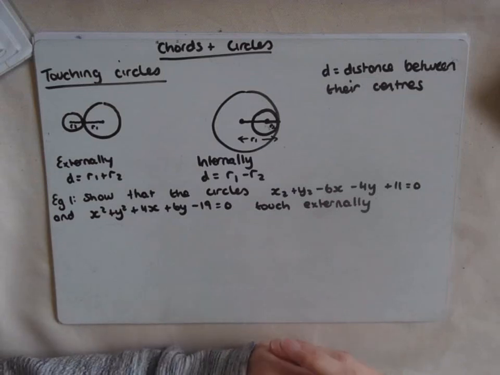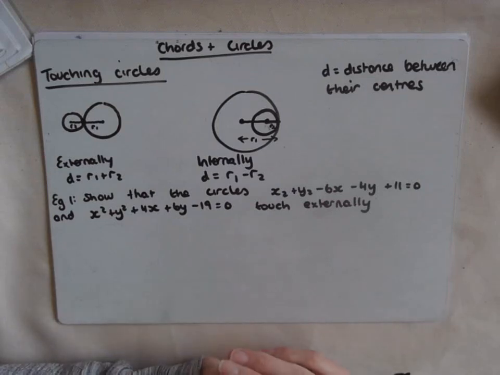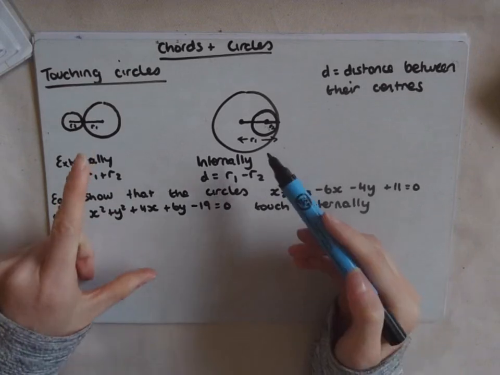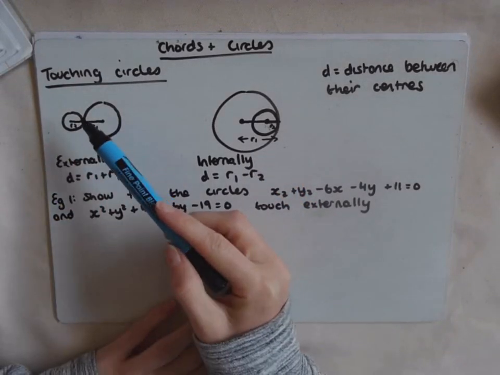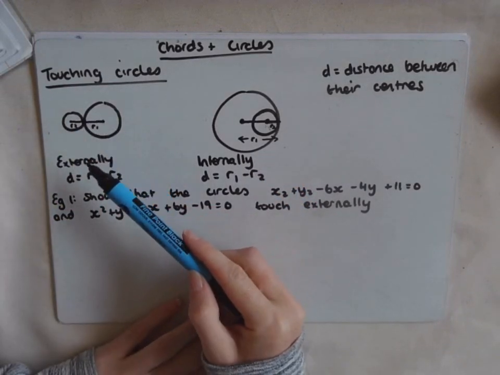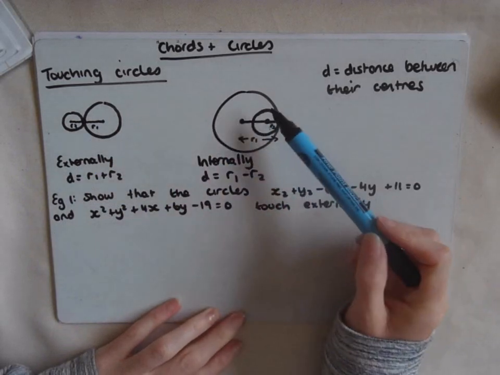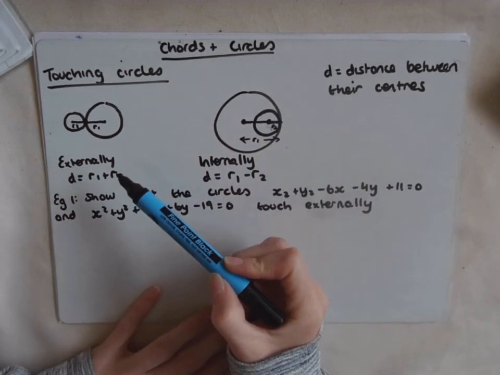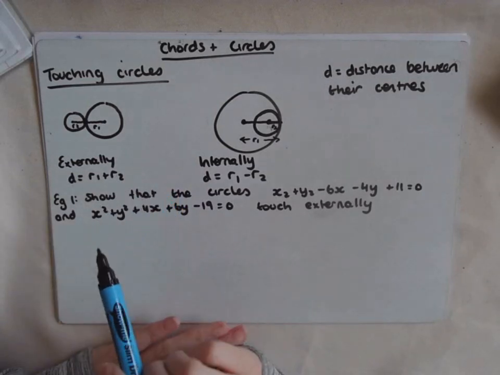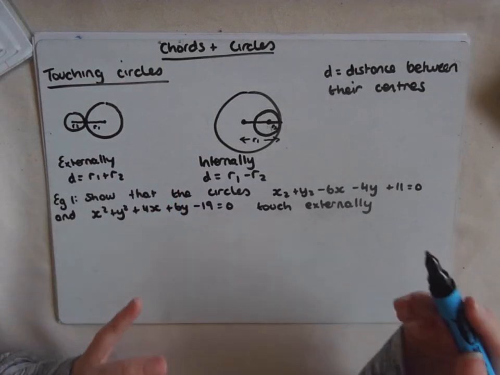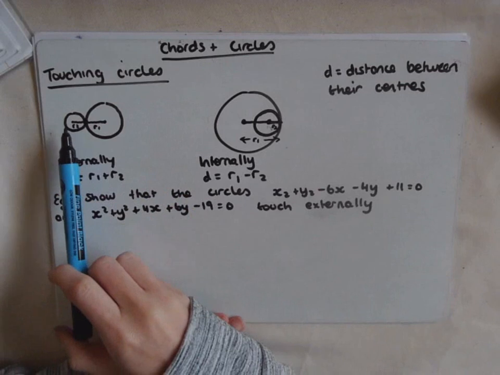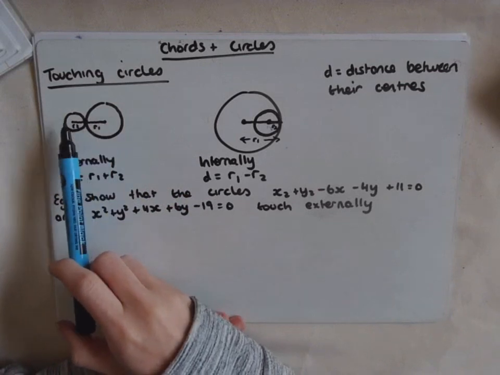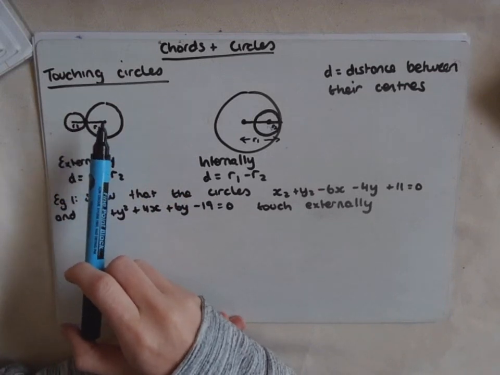Okay, so now we're going to talk about two circles that are touching. This can happen in two scenarios: either like this, where the two circles touch externally, or like this, where the two circles touch internally. If they touch externally, the distance between their centers is going to be equal to the two radii added together.